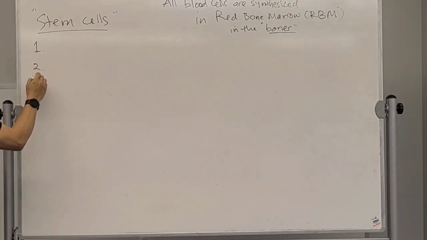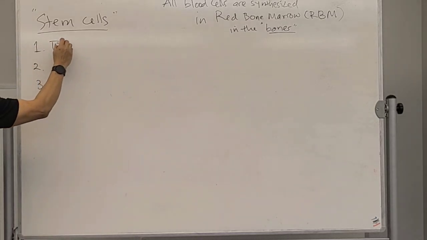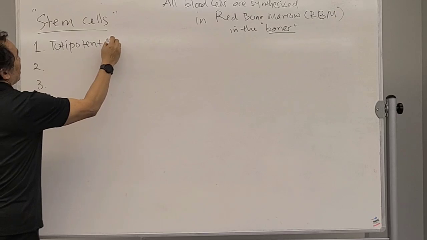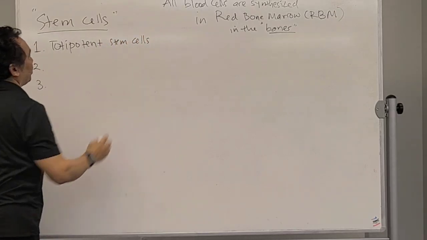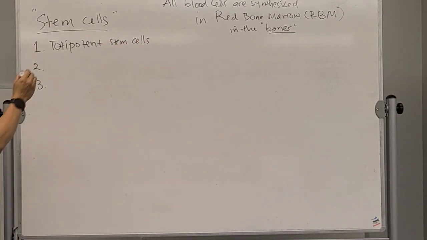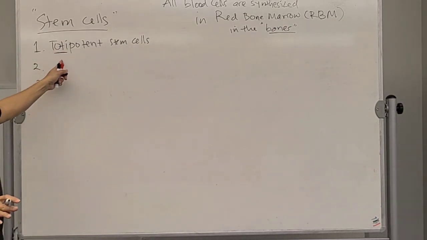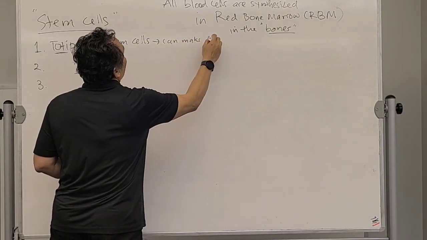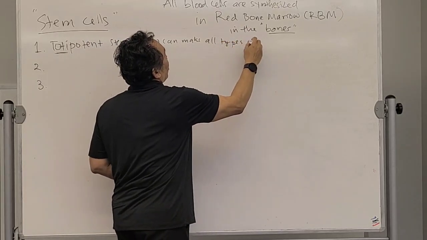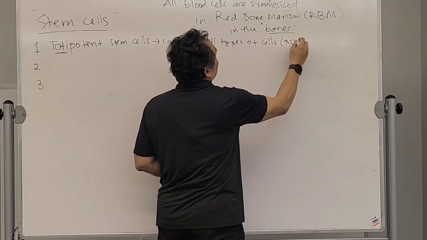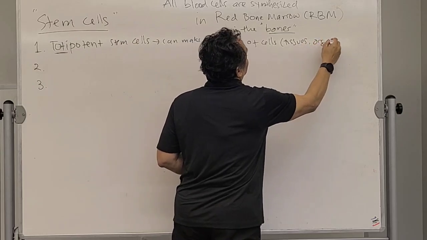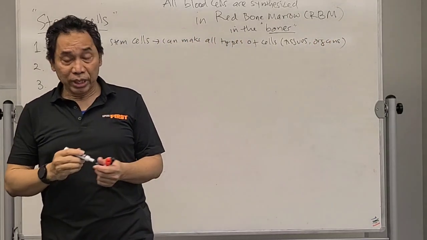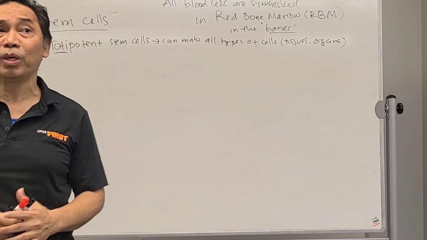There are 3 types of stem cell. The first one is called the totipotent stem cell. What does that mean? It means total. It means all. So is this stem cell able to make all types of cell, right? Tissue, organs. Okay? So all our cells or our organs, our tissues are actually coming from a stem cell.